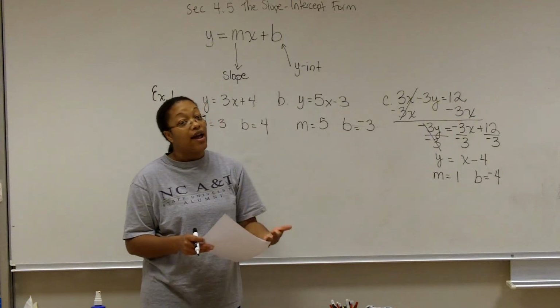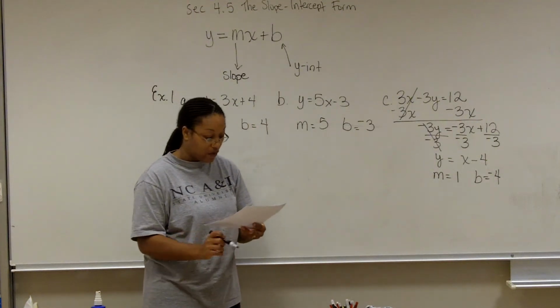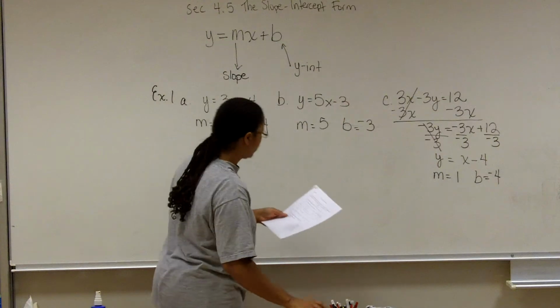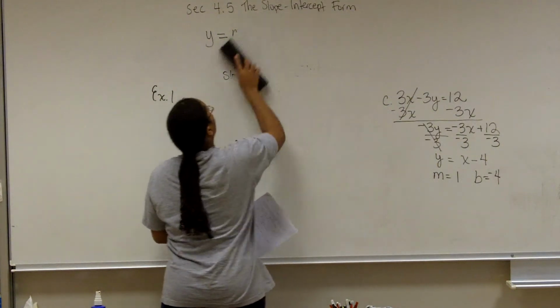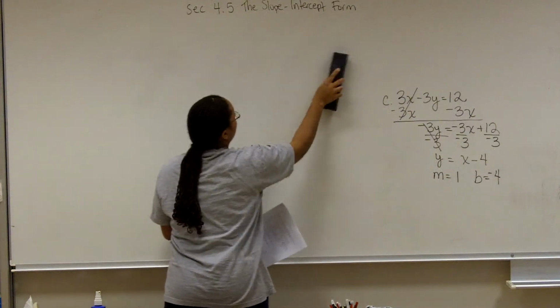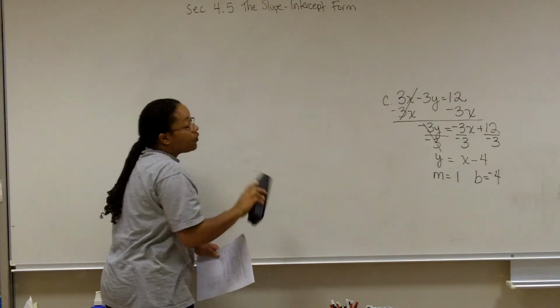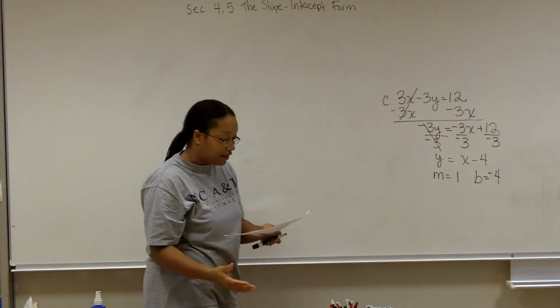Now we need to know how to graph using the slope-intercept form. So on your notes, I know you see those steps. You know I like my steps. My steps are guaranteed. Don't make any mistakes with the steps. More than likely you're going to get the answer correct.